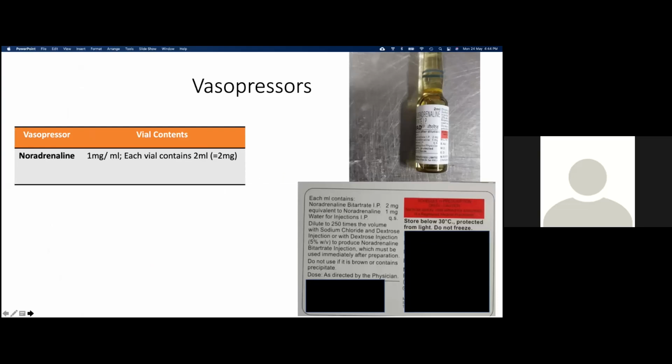The same with noradrenaline. The volume in each ampule is 2 ml, and 1 ml contains 2 milligram of noradrenaline bitartrate, which is equivalent to 1 milligram of noradrenaline. So practically speaking, each ampule of noradrenaline has 4 milligram of noradrenaline bitartrate, which is equivalent to 2 milligram of noradrenaline. So each ampule practically contains 2 milligram of noradrenaline.